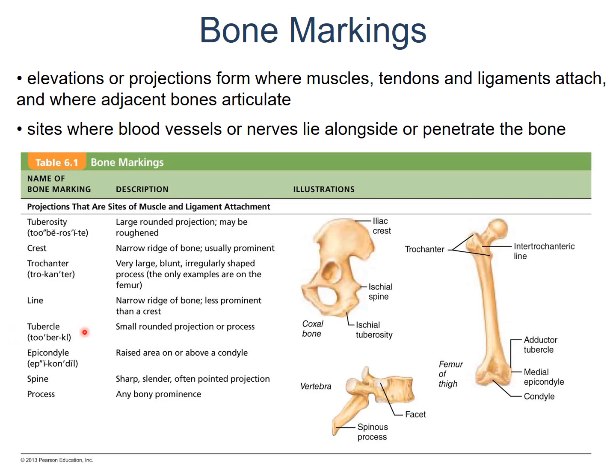The example of a tubercle over here is the adductor tubercle, also happens to be on the femur. We've got an epicondyle, which is a raised area on or above a condyle. Okay, right here, medial epicondyle. And then we've got the spine, which is a sharp, slender, often pointed projection. And the example back to the coxal bone is the ischial spine over here.